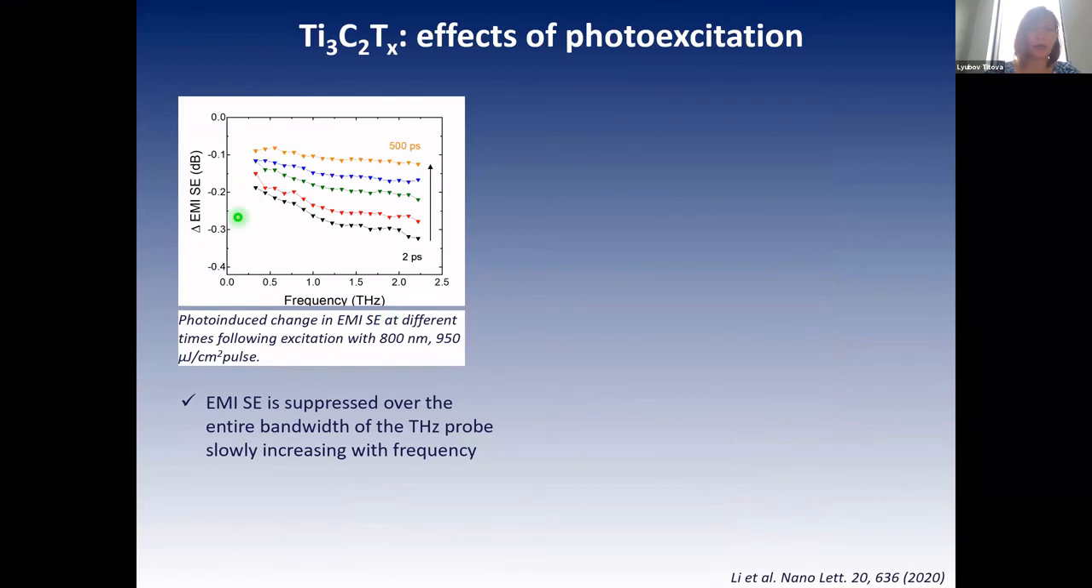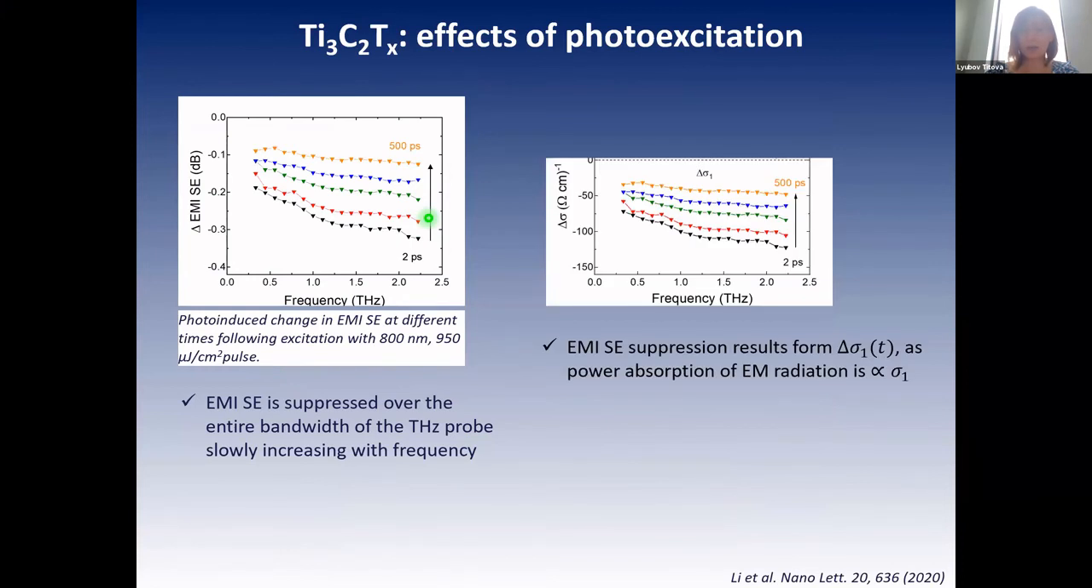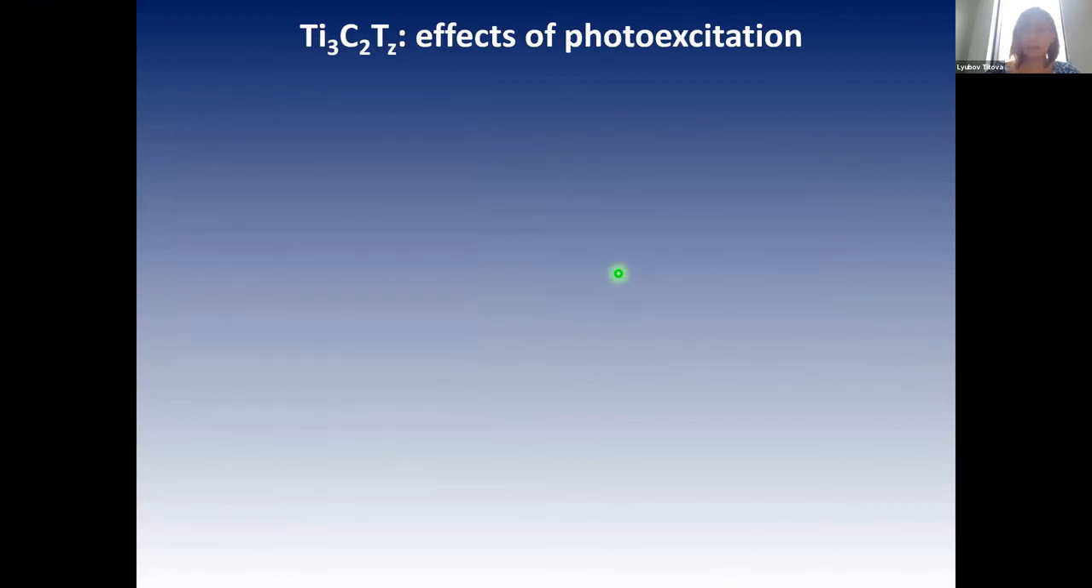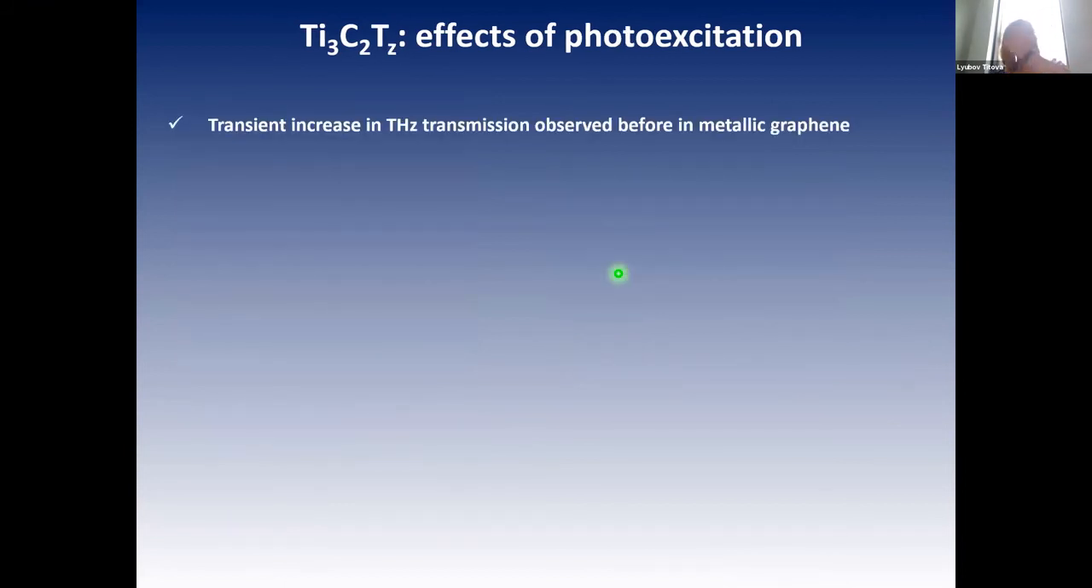First of all, when we look at the change in the electromagnetic interference shielding as a function of time after photoexcitation, we find that electromagnetic interference shielding is suppressed over the entire bandwidth. And that is due to the suppressed, so the negative change in the conductivity also over this entire bandwidth. And so has this been seen before? Yes.